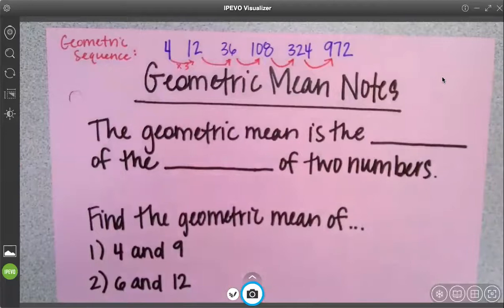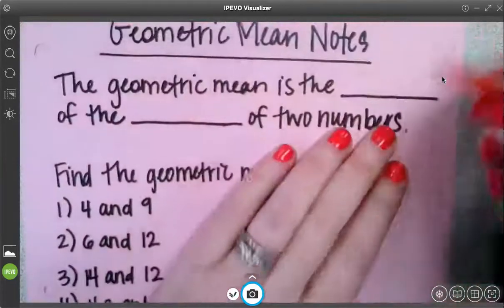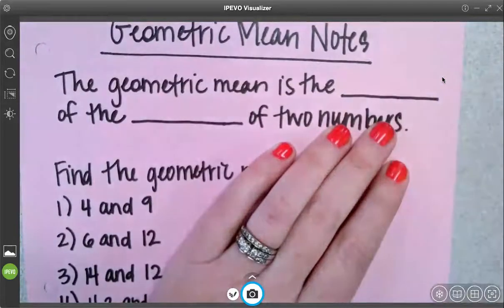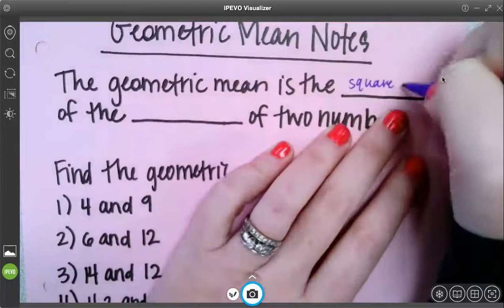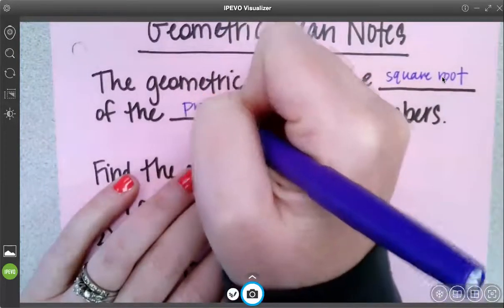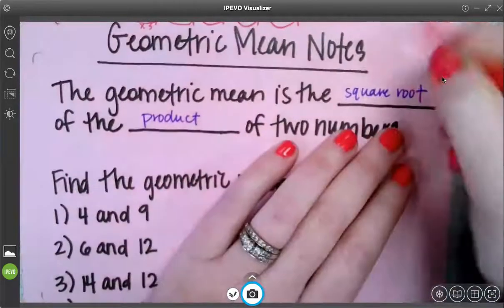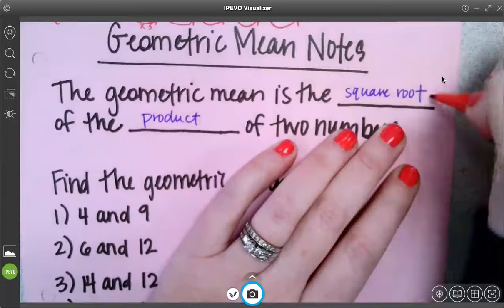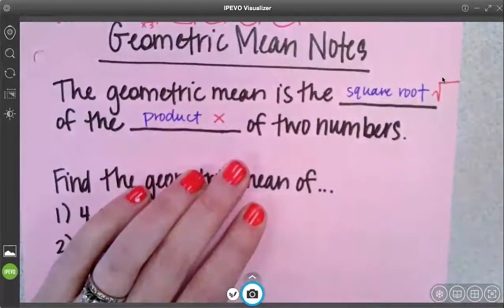The way that we find this without listing out the actual sequence is that the geometric mean is the square root of the product of two numbers. Okay, so the square root of the product of two numbers.